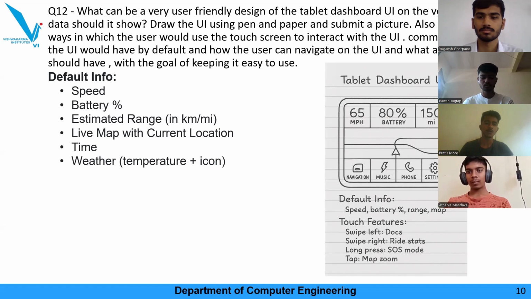Default information: speed, battery percentage, estimated range, live map with current location, time, weather, temperature plus icon.